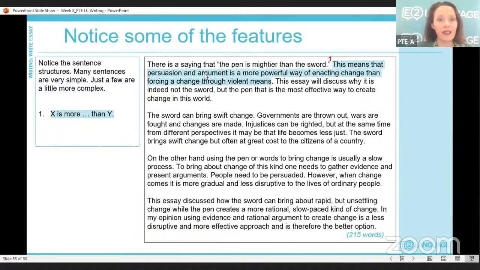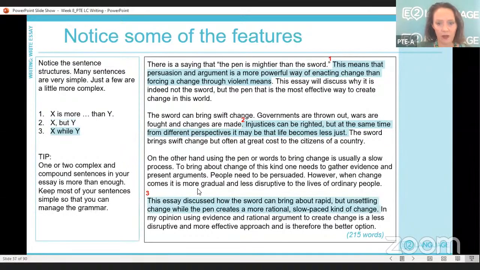So we've said here that our position, so many sentences are very simple. X is more something than Y. This means that persuasion argument is a more powerful way. And now here, we've got a compound sentence. Injustice can be righted, but at the same time from different perspectives. And we've got a complex sentence here. Let's have a look.